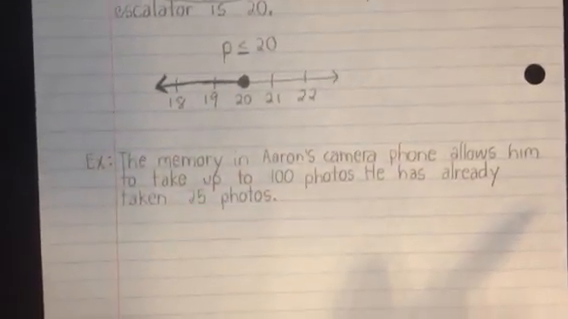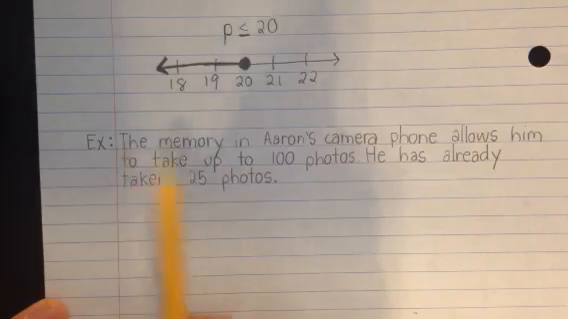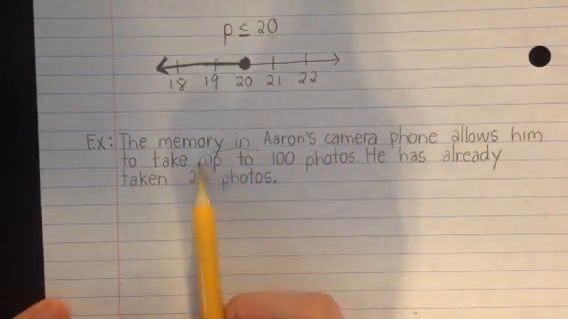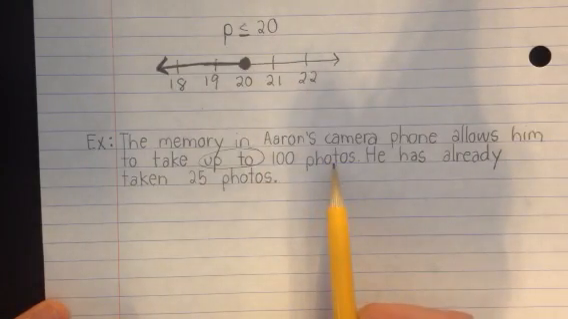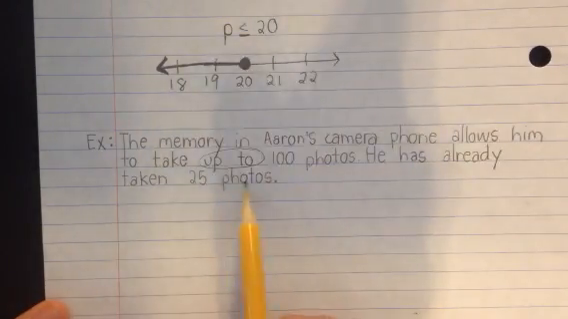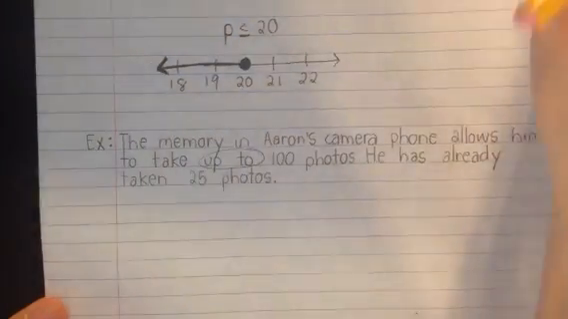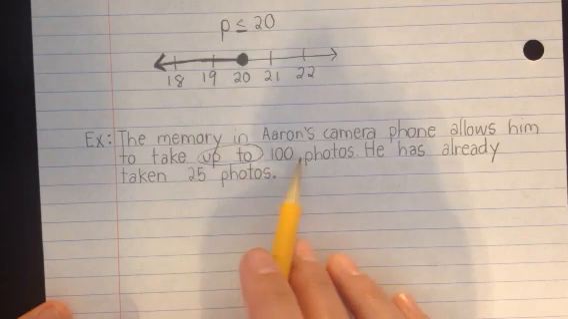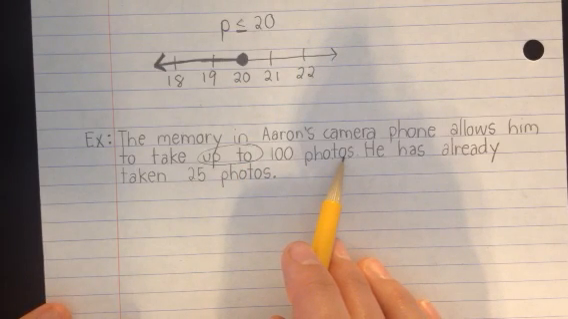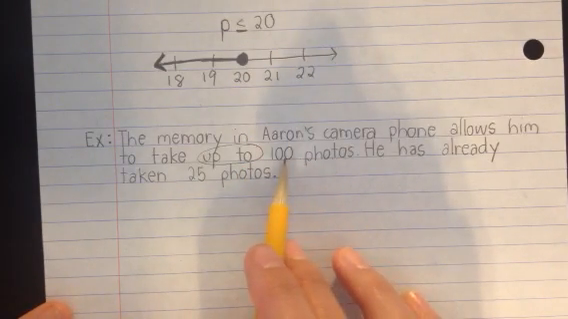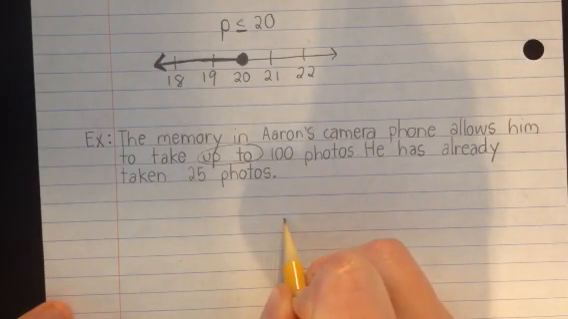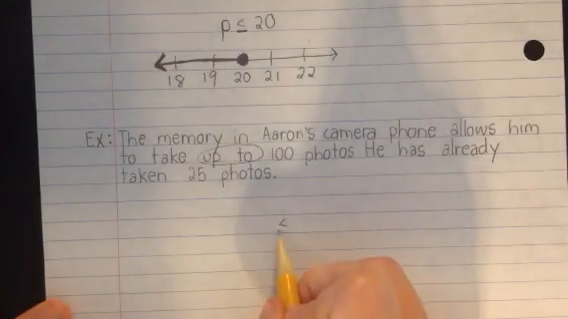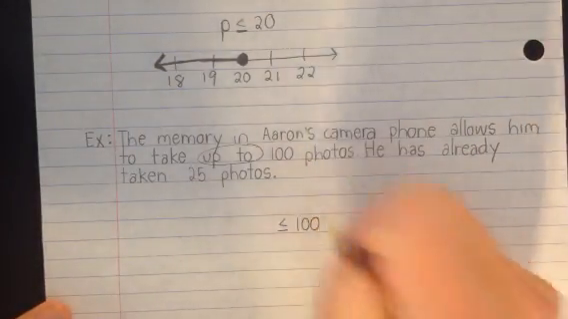All right, last example. The memory in Aaron's camera phone allows him to take up to 100 photos. He has already taken 25 photos. So the memory in Aaron's camera phone allows him to take up to 100 photos. That means he cannot take any more than 100. So the amount of photos he takes has to be less than or equal to 100.